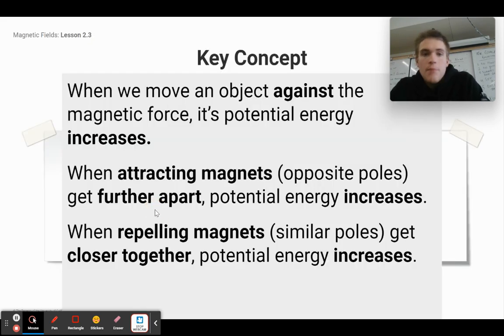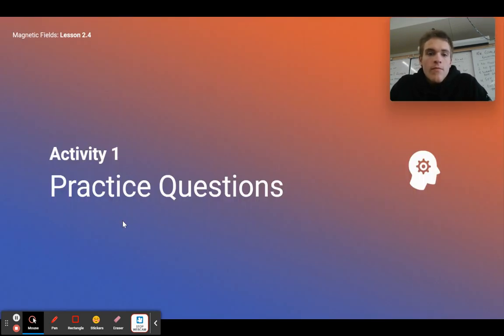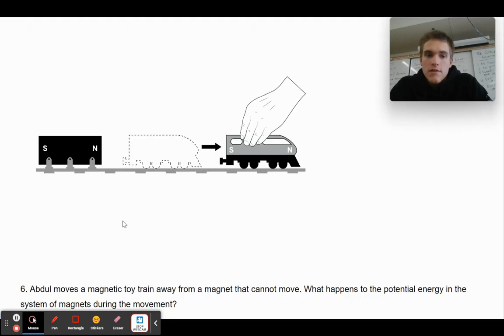The key concept: when we move an object against the magnetic force, its potential energy increases. When attracting magnets, opposite poles get further apart, potential energy increases. When repelling magnets, similar poles get closer together, the potential energy increases. Let's do some practice questions.